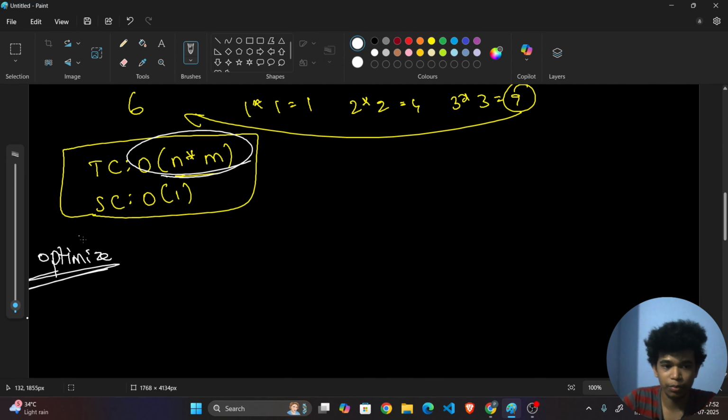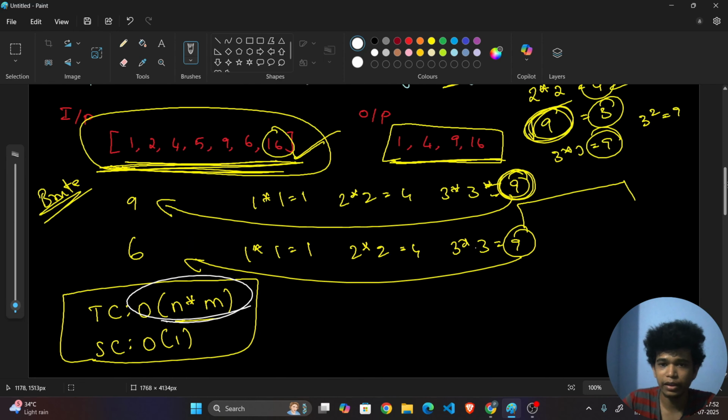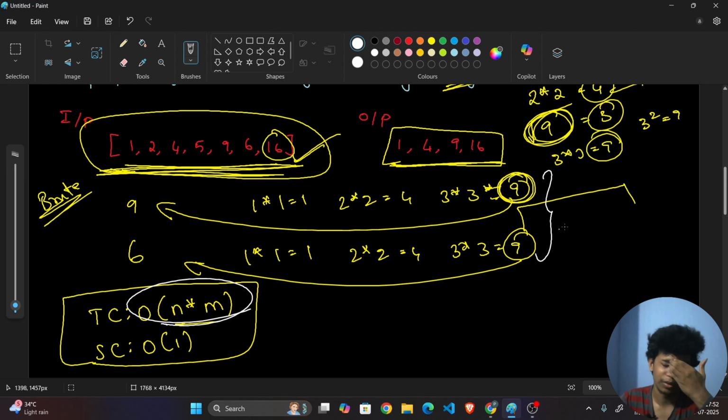Now what is going to be your optimized approach? Here we are going with the range, right? We are just going with the range. What is the range?